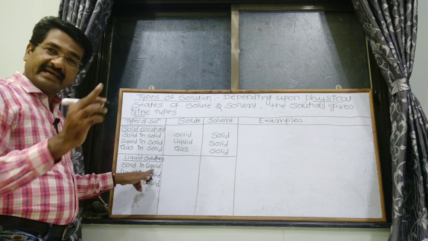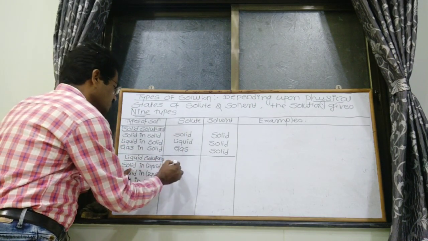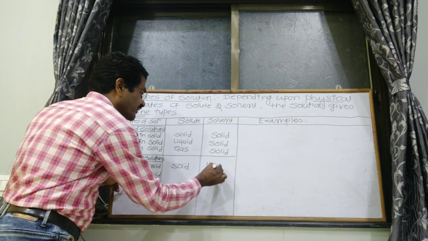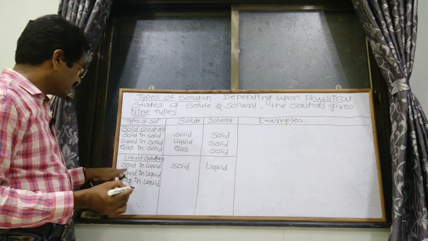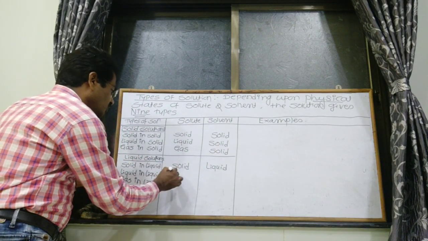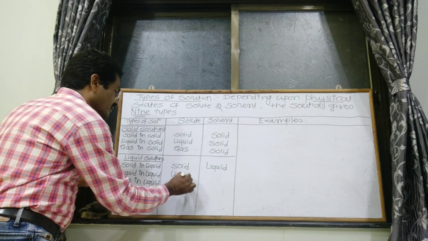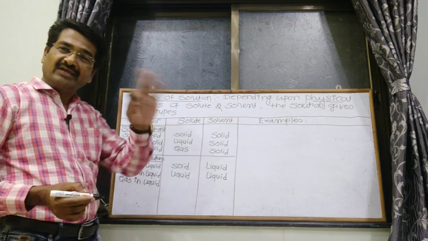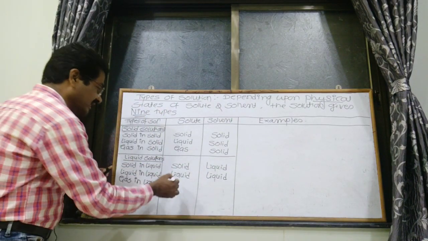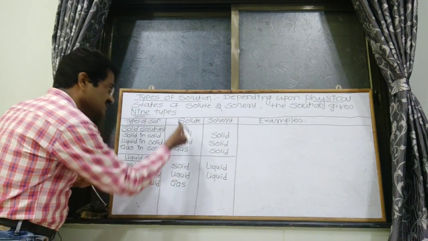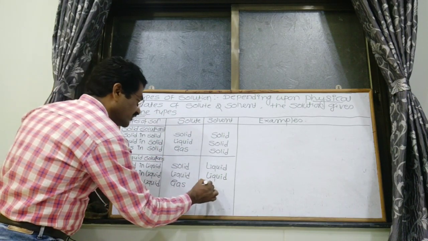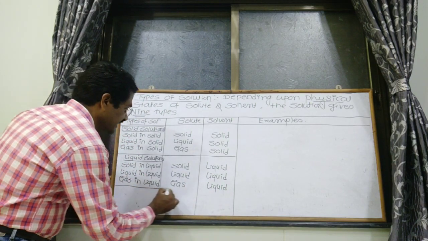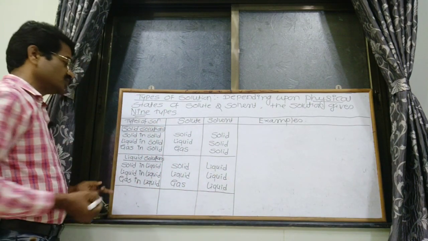Solid in liquid can indicate a smaller proportion of solid. The solute is solid, but the solvent is liquid. In the second, liquid in liquid, the solute is liquid and the solvent is also liquid. Both are liquid. Third, gas in liquid. Gas is a smaller proportion, that is the solute, and liquid is the larger proportion, that is the solvent. So this is the second type of solutions, that is liquid solutions.